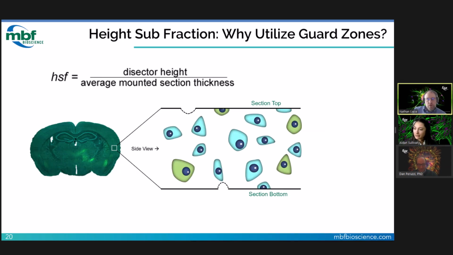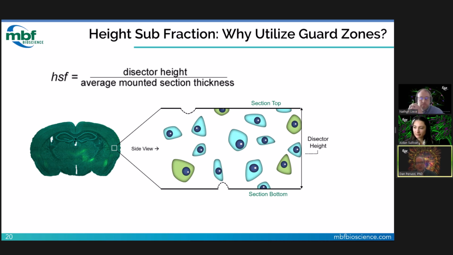All right, perfect. So we figured out our section subtraction and our area subtraction. The last of those 3 that we need to figure out is the height subtraction. So let's dig into that. Okay, so for height subtraction, we can see from this formula that it is the dissector height divided by the average mounted section thickness. We could make the dissector the same height as the section thickness.